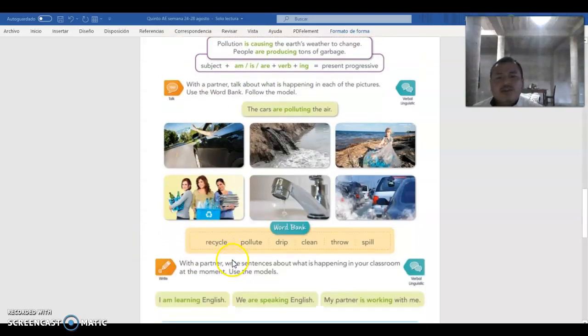Okay, so let's see some example. What do you need to do on this page? It says, write sentences about what is happening in your classroom at the moment. Use the model. You see right here, we have examples. It says, I am learning English. We are speaking English. My partner is working with me.